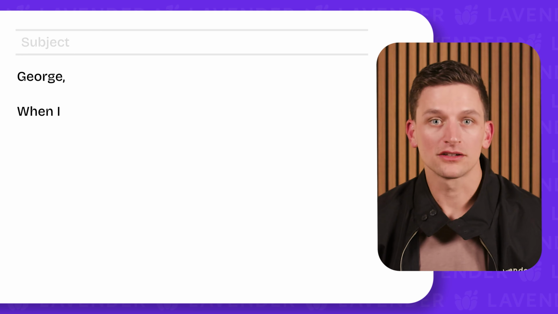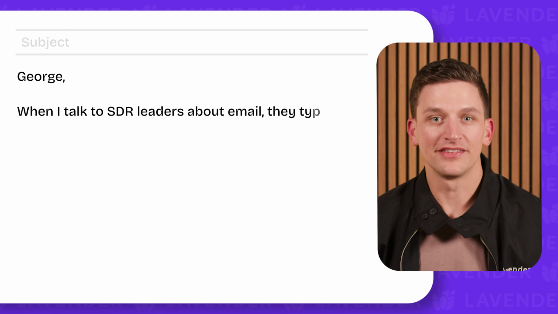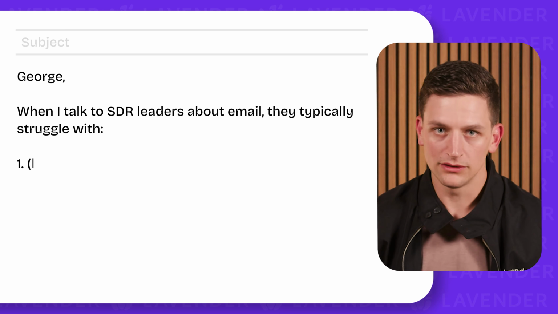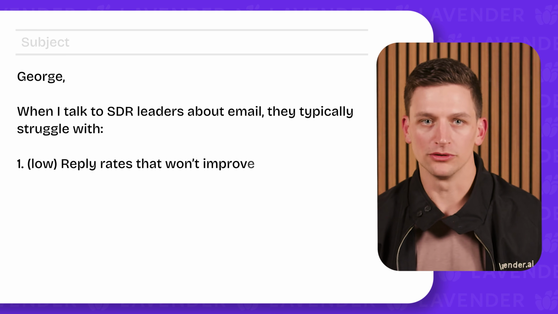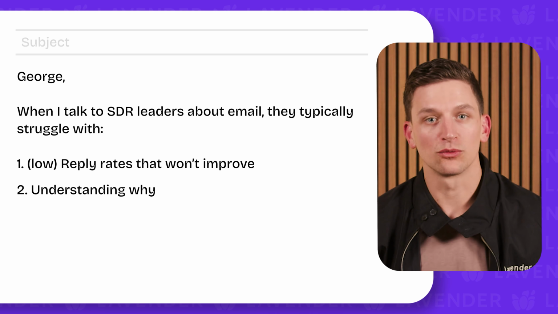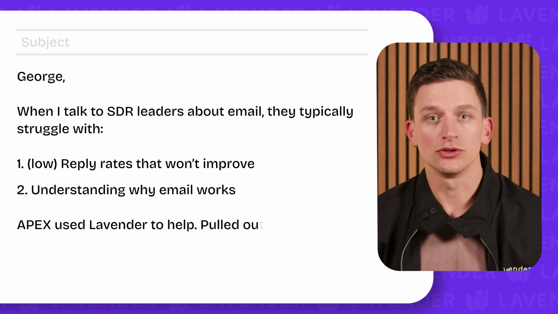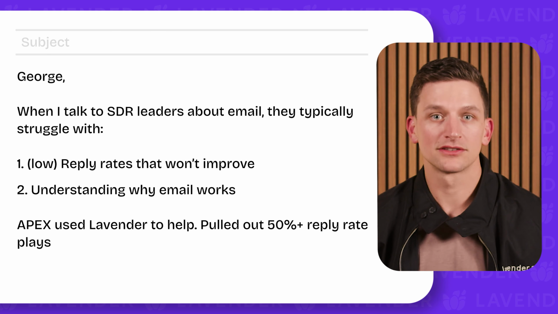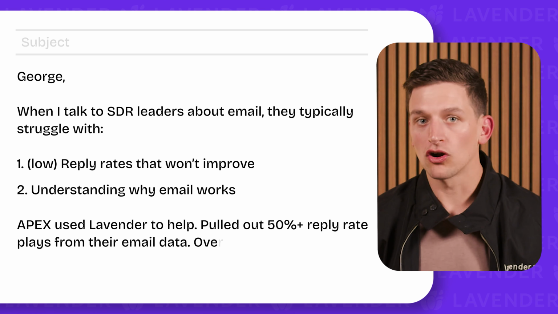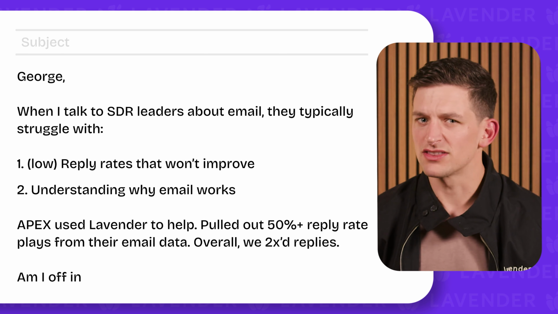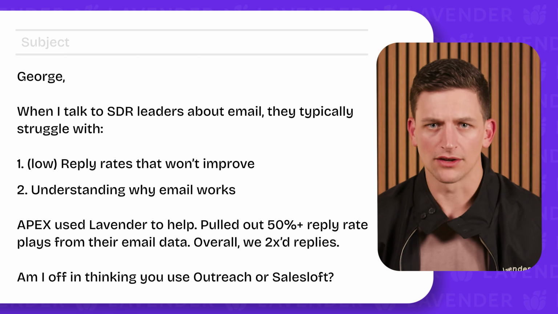George, when I talk to SDR leaders about email, they typically struggle with 1, low reply rates that won't improve. 2, understanding why email works. Apex used Lavender to help. Pulled out 50% reply rate plays from their email data. Overall, we 2x replies. Am I often thinking you use a tool like SalesLoft or Outreach?